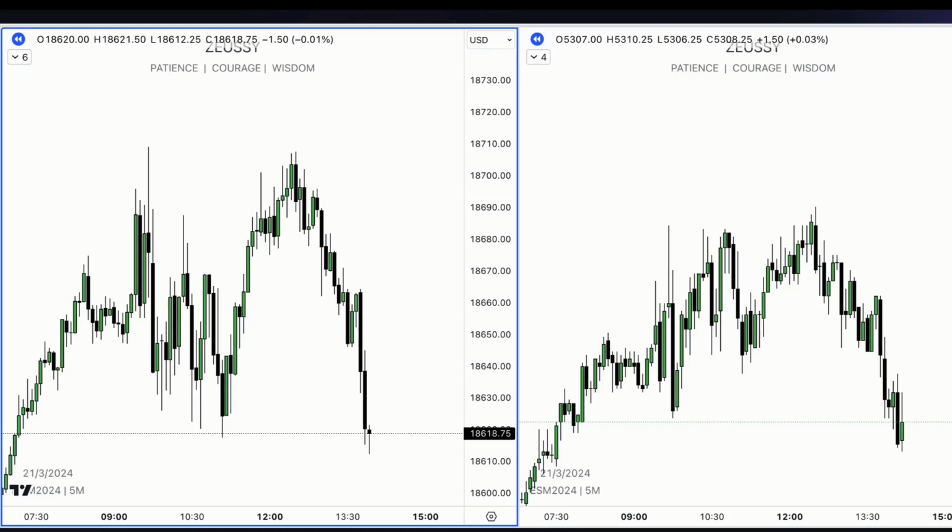There are multiple ways of detecting SMTs. Simply a cracking correlation by itself is just one way. Taking a look at a cracking correlation relative to previous cycles, their respective highs or lows, is another way.